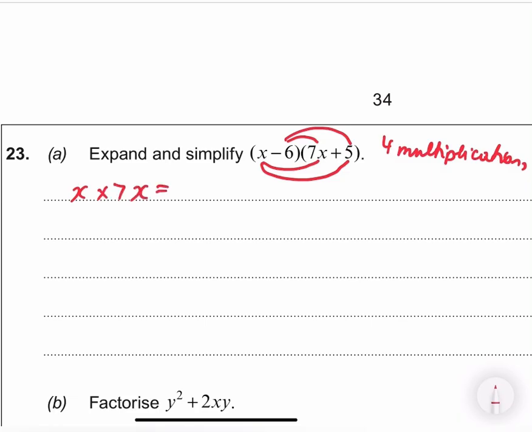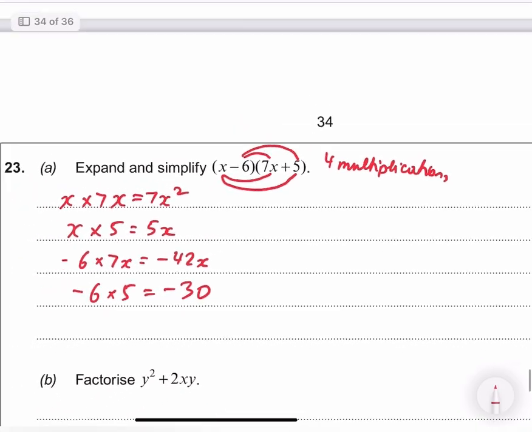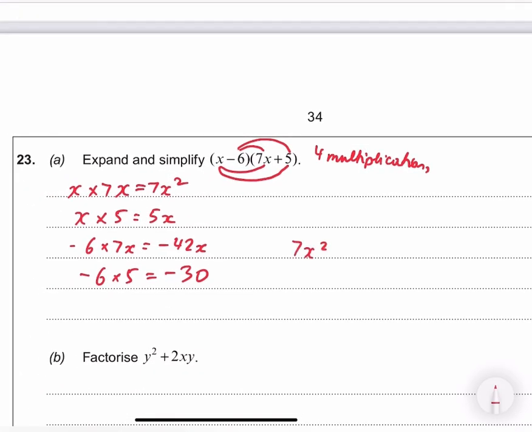So x times 7x will give you 7x squared. And then x times 5 is 5x. And then you do that middle one, minus 6 times 7x, which is minus 42x. Always put the negative sign if you see it in front of the term. Minus 6 times 5 is minus 30. You've done 4 of them. So now just put them all together. The first term is 7x squared, then positive 5x, then negative 42x, and then negative 30.